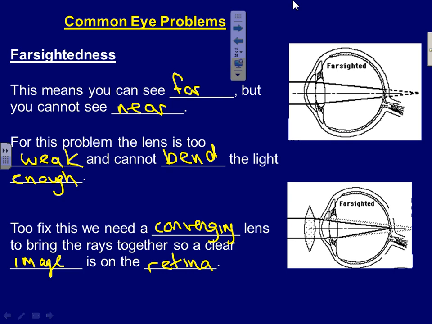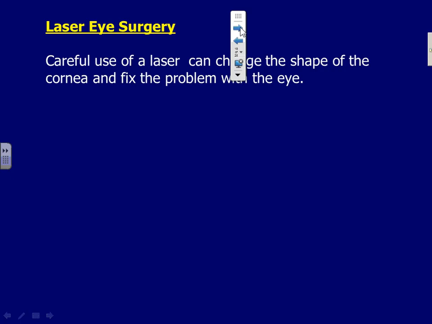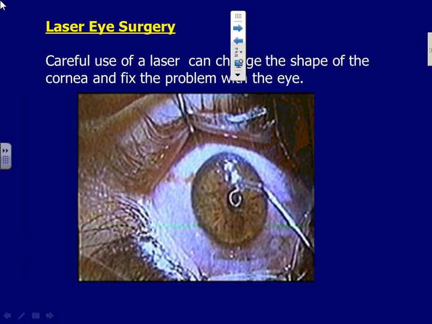Is there anything else I need to talk about here? Laser eye surgery. I just want to talk a little bit about it. What does laser eye surgery do? It actually doesn't repair it. It changes the cornea. The cornea, remember, can't change. So the laser burns a little bit of the cornea away and changes it so that it works better with your eye.